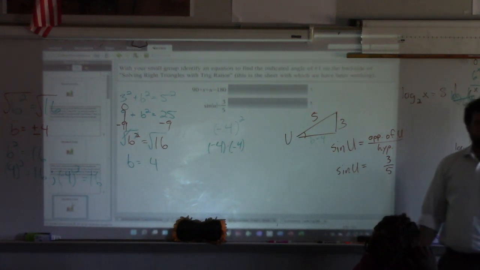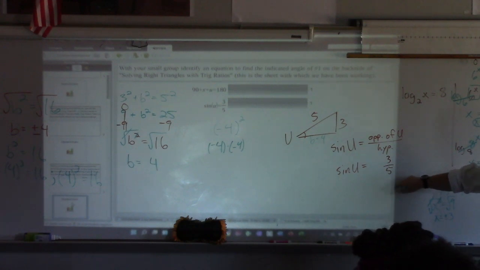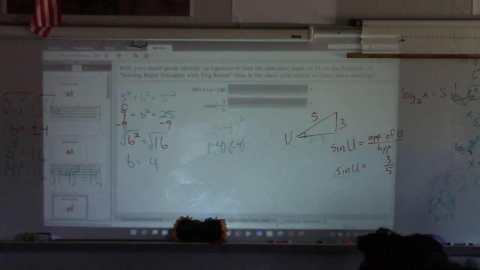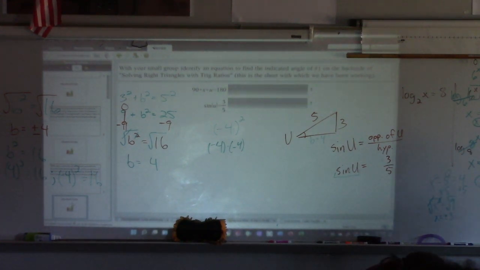Listen to the question I just asked. Is there a variable on this side? No. Where's the variable? On the other side, over here. What is with my variable that I have to get rid of? Sine. I have to get rid of sine. How would I do that? Negative sine?